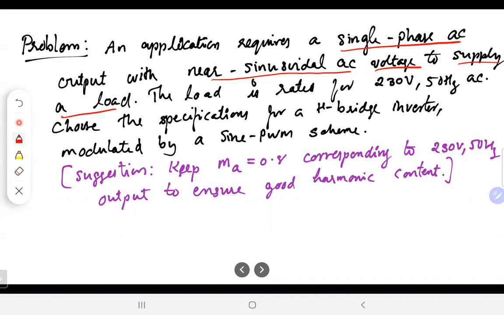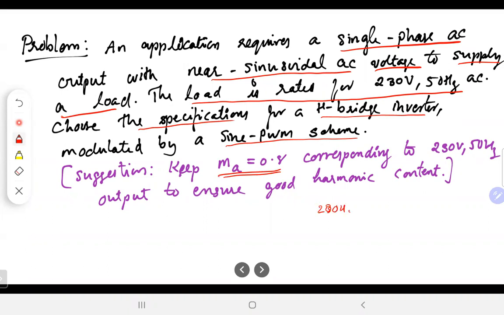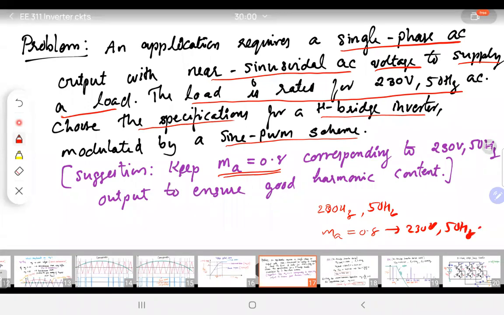Now I have not specified what the filter is, but the load is rated for 230 volt, 50 hertz AC. Now you can choose an H bridge inverter, and I want you to use sine PWM. This is a standard design choice: for 230 volt, 50 hertz output, I'll choose that MA 0.8 corresponds to 230 volt 50 hertz. So this is the design choice which we made.